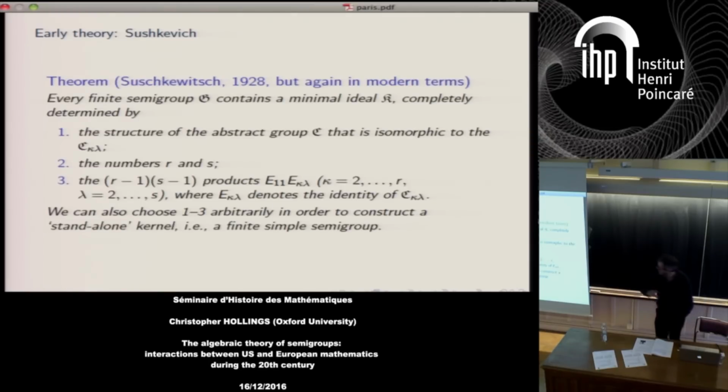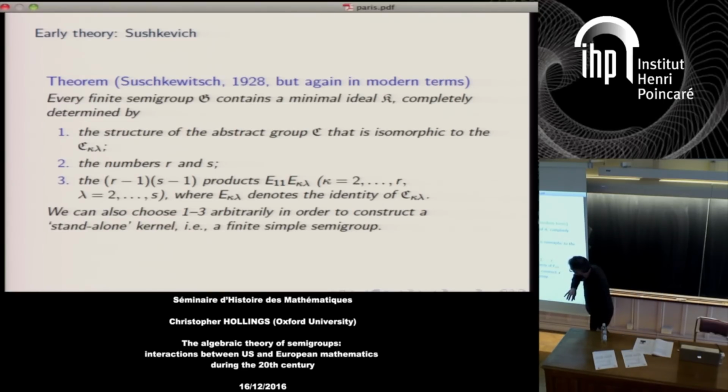So again, just for completeness, this is Šuškevič's statement of his results. So you take a finite semigroup, and he says every finite semigroup has a minimal ideal K determined by certain conditions, mainly relating to how you put these groups together in this union. So if we take the union and you're inside one group, you know how to multiply the elements, but if you want to take elements from different groups, you have to know how to combine them. So that's what this is about.